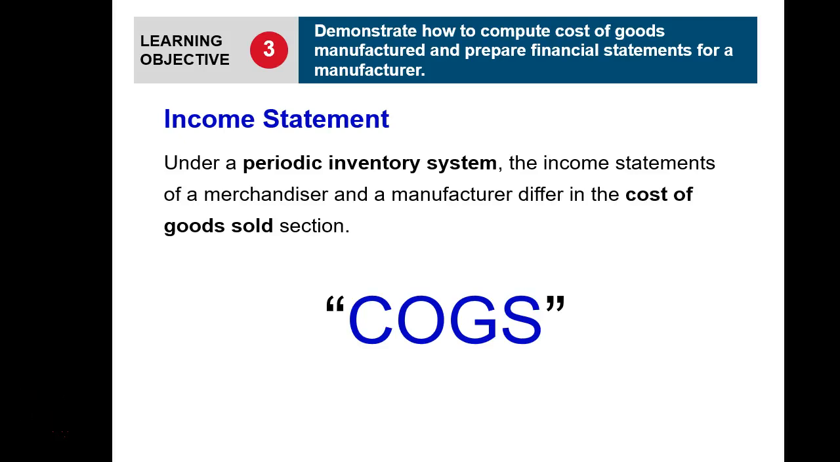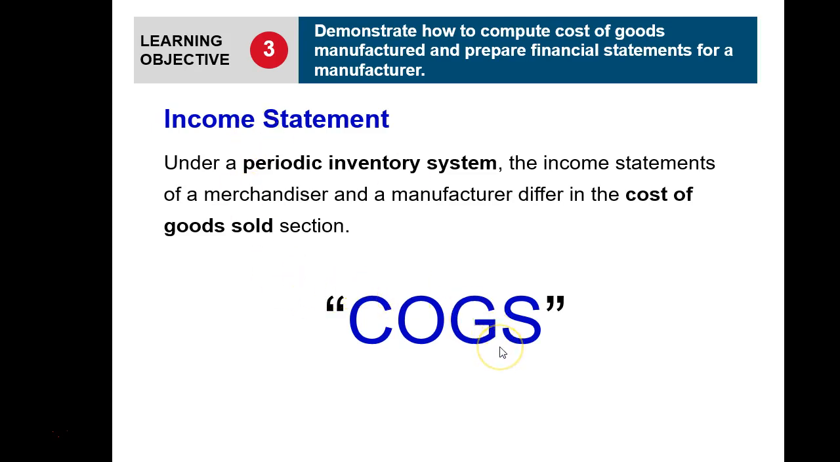In the next section of chapter 15, we focus on how to prepare or compute what's called our cost of goods manufactured and how to prepare financial statements for a manufacturer. Okay? The income statement. Using a periodic inventory system, which is an inventory system where we compute cost of goods sold at certain times throughout the accounting period, the cost of goods section would differ for a merchandising company compared to a manufacturing company, mainly because there are two different types of companies, and we'll talk about that.